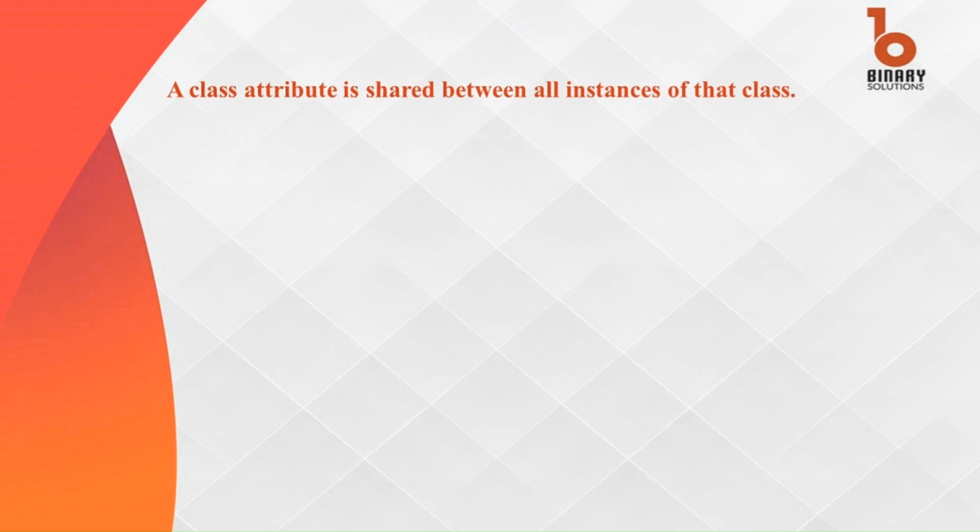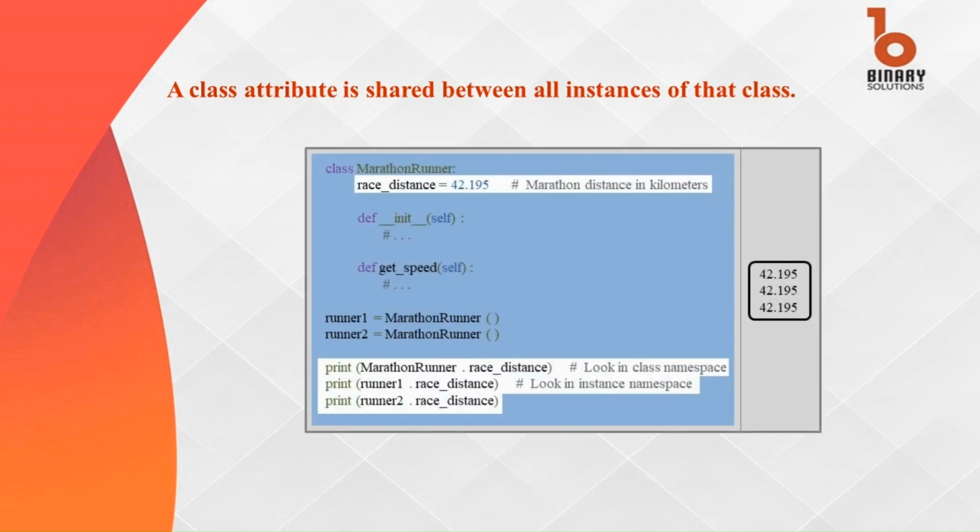This program demonstrates the concept of class attributes, which are shared across all instances of a class. The marathon runner class has a class attribute race distance set to 42.195, representing the marathon distance in kilometers. Unlike instance attributes, which are unique to each object, class attributes are stored in the class itself and accessed by all instances. When runner1 and runner2 are created, they do not have their own race distance attributes. Instead, they reference the shared attribute from the marathon runner class.